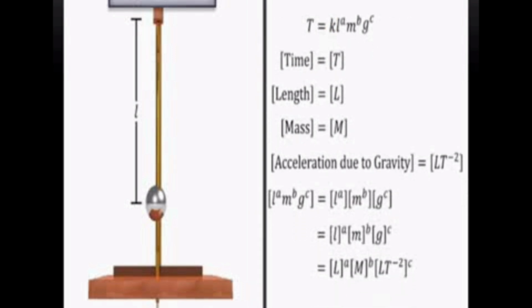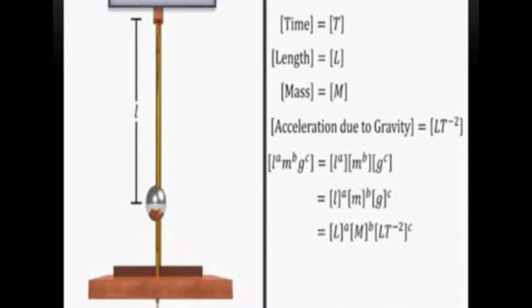For the time period, the dimension formula is T, length is L, then mass is M. Acceleration due to gravity, you know that, L T power minus 2 is the formula for g. So substituting all these values in that equation. K is a constant, it does not have any dimensional formula. So equating that equation, we get T equal to L power a, M power b, and L T power minus 2 whole power c. You get M power b, L power a plus c, T power minus 2c.